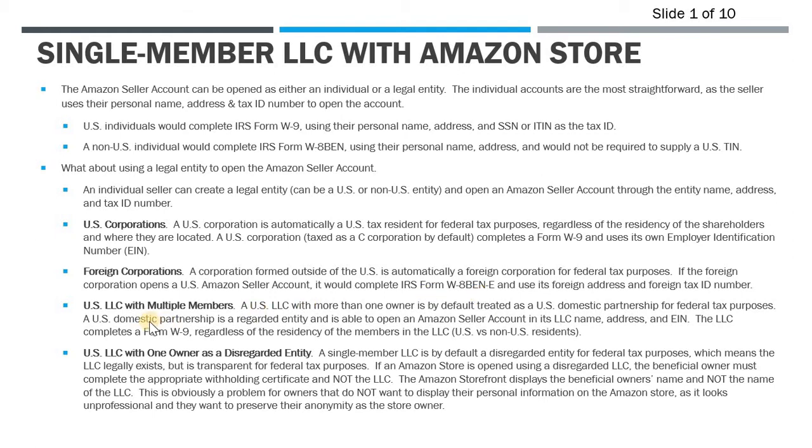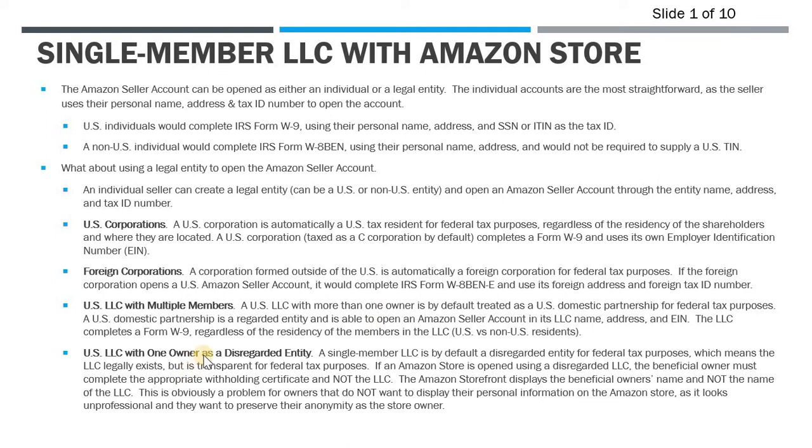The third option here is a U.S. LLC with multiple owners. So a U.S. LLC with more than one owner is by default a U.S. domestic partnership for federal tax purposes because it's a multi-member LLC. A U.S. domestic partnership is a regarded entity, and so it can open an Amazon seller account in the LLC name, address, and EIN. And so it's going to complete its own Form W-9, and this applies regardless of the residency of the members. I have a separate video, which I'll link below, where I talk about the difference between W-9 and W-8-BEN for U.S. domestic partnerships. But what's important here is if this is a U.S. domestic partnership, it's a regarded entity, it completes a W-9, regardless of where the LLC members are tax resident. That's very important. Remember that, because that's going to come into play when we look at these different structuring options.